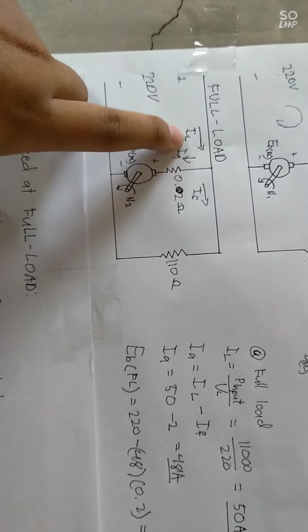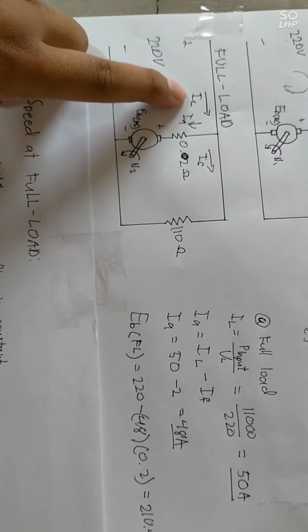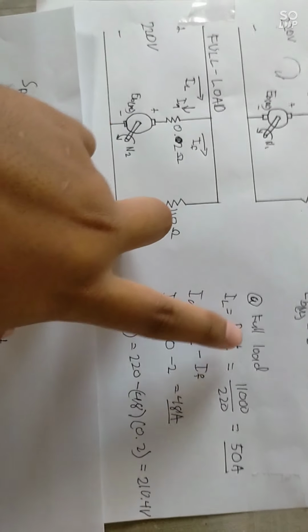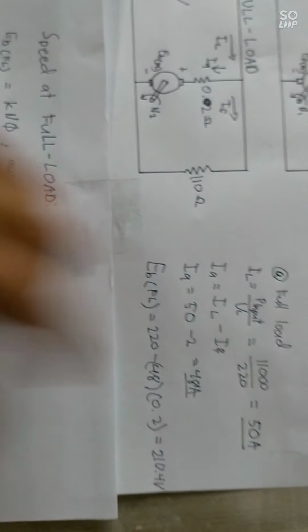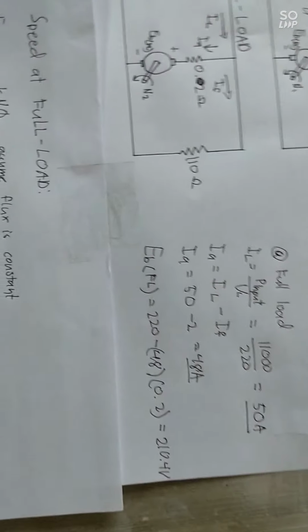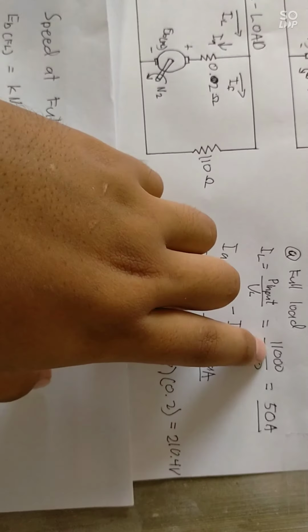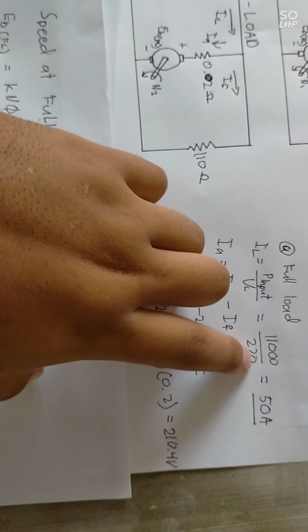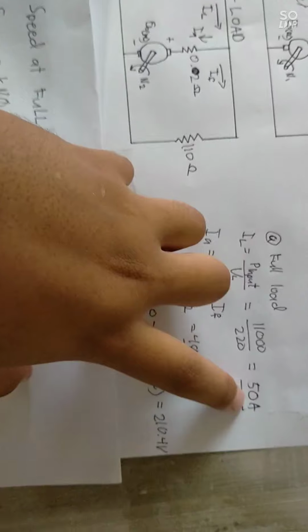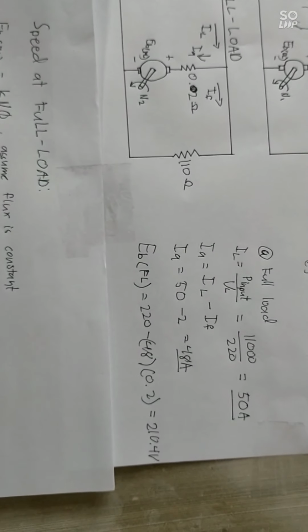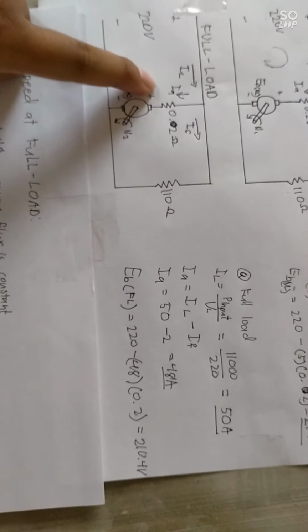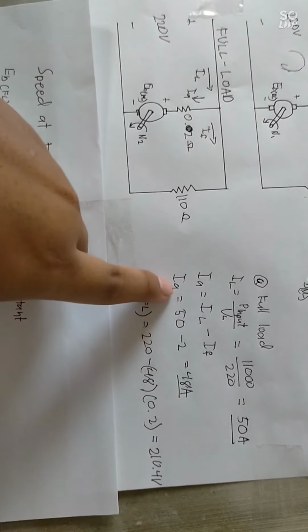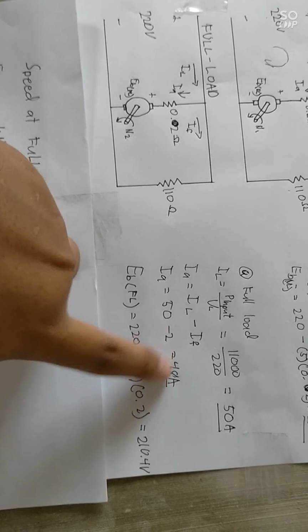So let's proceed to the full load. At full load, we don't have IL, so we get IL. The formula is power input over VL. The power input in the question is 11 kilowatts. So 11,000 over 220, we get the answer 50 ampere. Since we have IL and IF, IA equals 50 minus 2 equals 48.